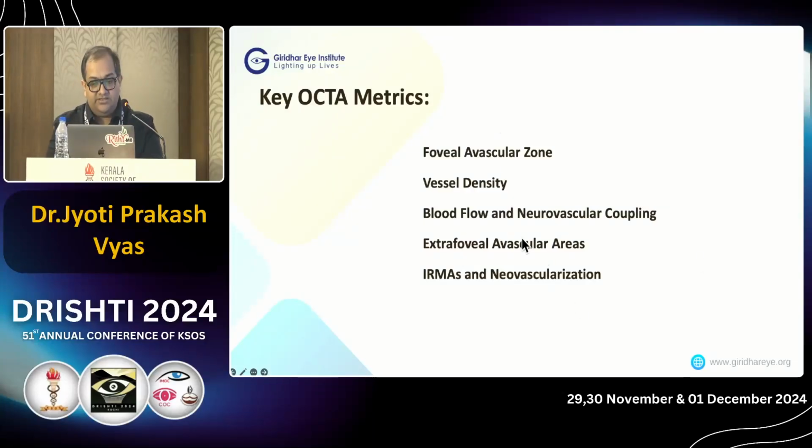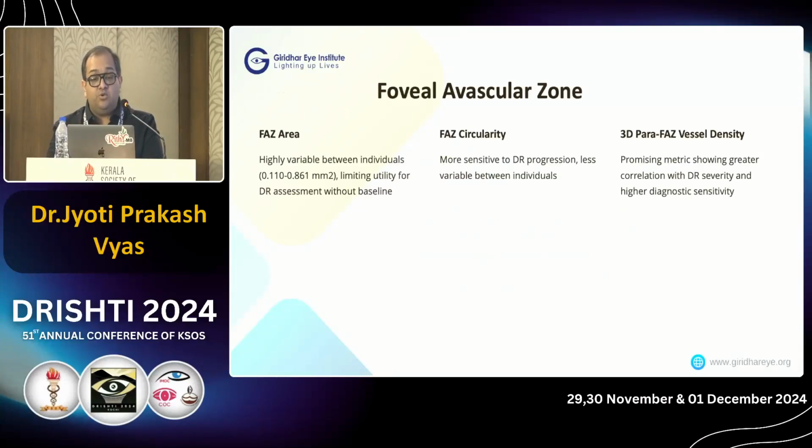There are more research-related metrics, but they are yet to be utilized in clinical practice. They include the foveal avascular zone, vessel density, as was previously talked about in the previous talks, and flow analysis, along with neurovascular coupling. Neurovascular coupling is an interesting concept, in which we can actually antedate the appearance of a particular lesion prior to any clinical sign of it. That is, we can predict whether the lesion is going to appear in due course of time or not.